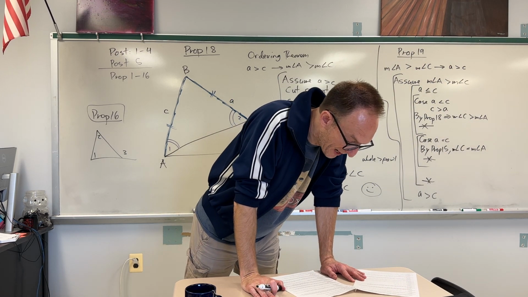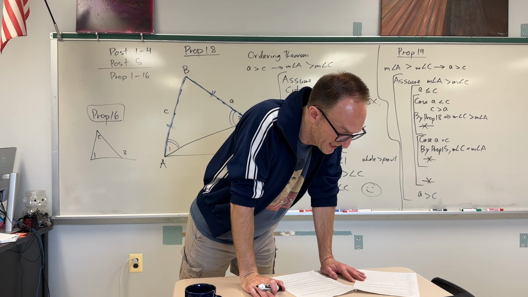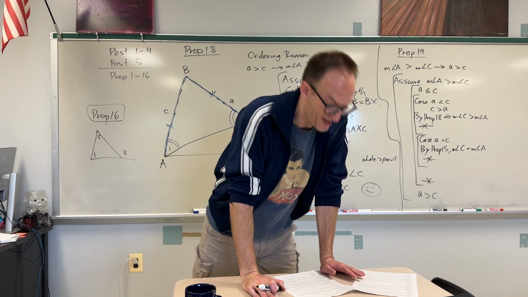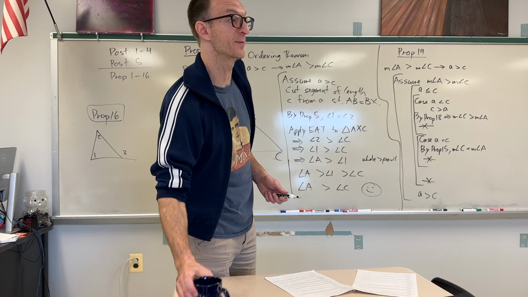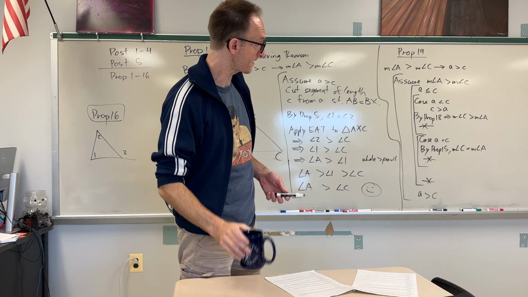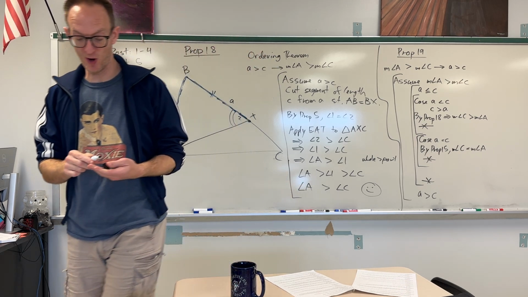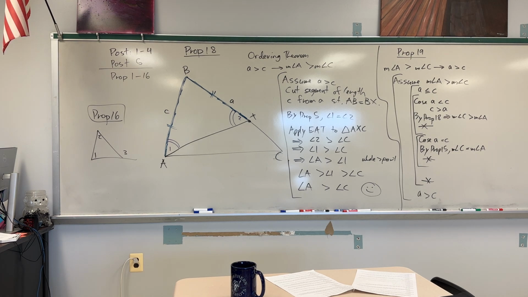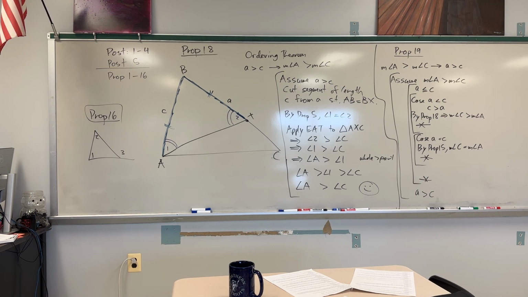What else? Prop 20. In any triangle, the sum of any two sides is greater than the remaining one. This is the famous triangle inequality. I bet that you have never proved this, at least geometrically, before.